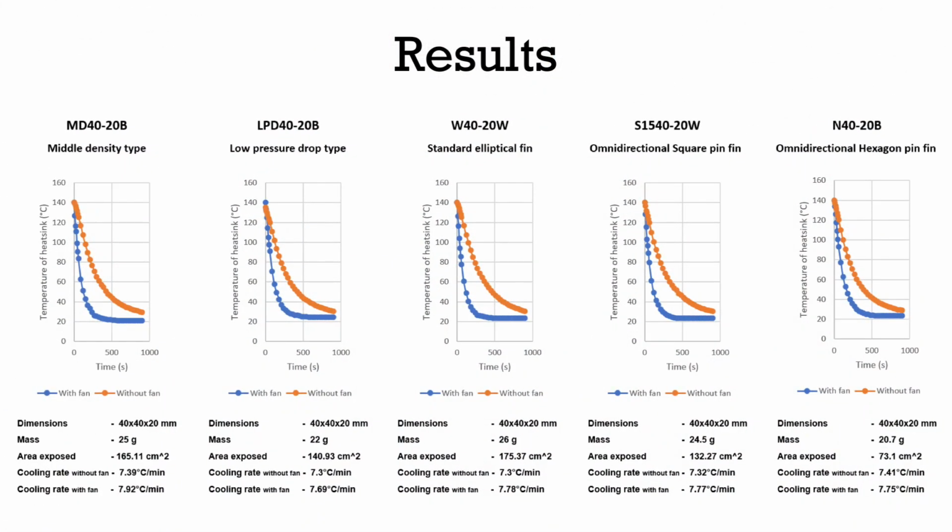From case 2, the MD4020B heatsink has the highest cooling rate with and without a fan. The MD4020B heatsink, despite having the lowest mass and area, has the highest cooling rate per gram of material without a fan. This makes it the most efficient cooling per gram and per unit area heatsink. However, with the fan on, it exhibits the lowest cooling rate per gram. For all the heatsinks, the cooling rate increases with the use of a fan.